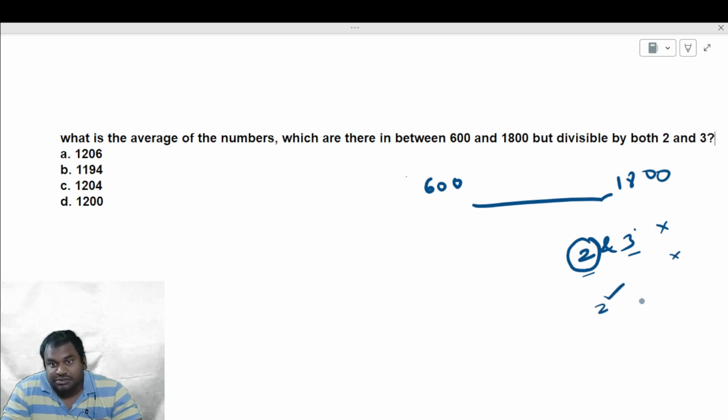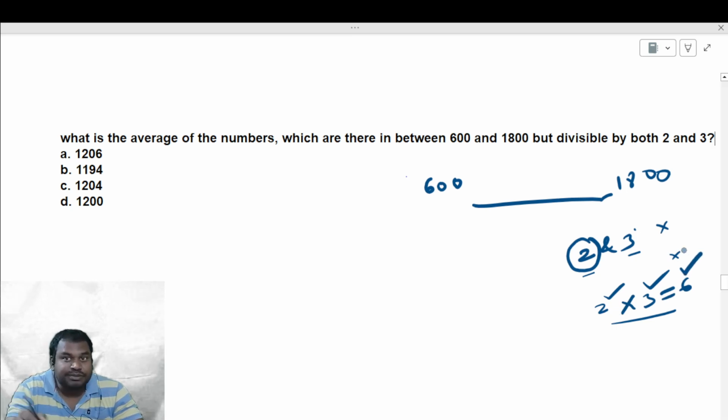If it is divisible by 2 and 3, both, then only you can take it. It means that it should be divisible by 2 into 3, that is 6. As one term you can take it. If it is divisible by 6, then that should be considered. So it should be a 6 multiple. Indirectly he is asking, take all the 6 multiples after 600.